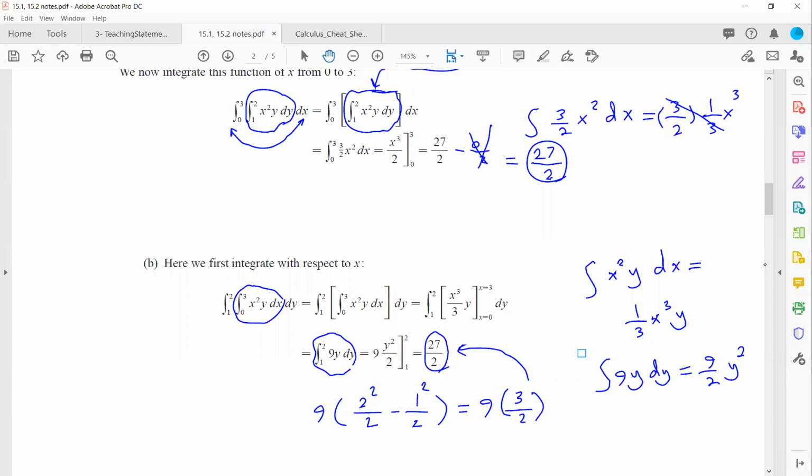In this special case, the outcomes of these two integrals are the same. Why is that? The reason is x and y have nothing in common with each other. X squared and y are two separated functions.